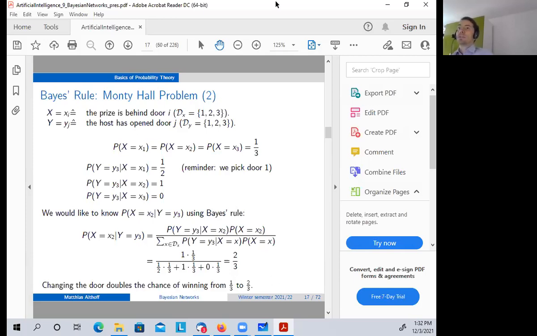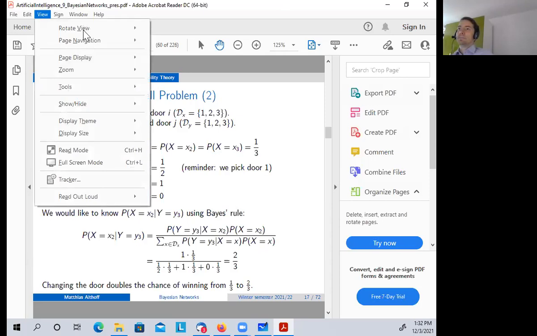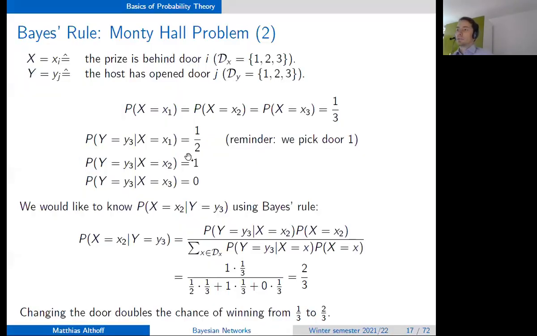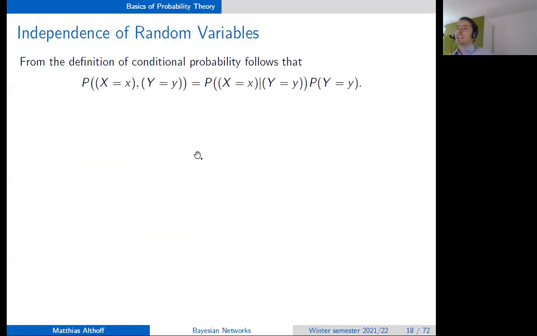Okay, I should go back to full screen. So then we're almost done with our repetition of probability theory basics. From the definition of conditional probability, we have this formula that the joint probability is the conditional probability times the probability of y.